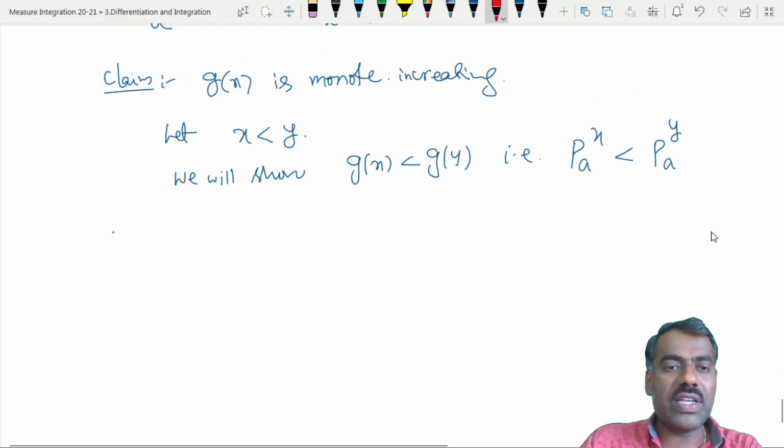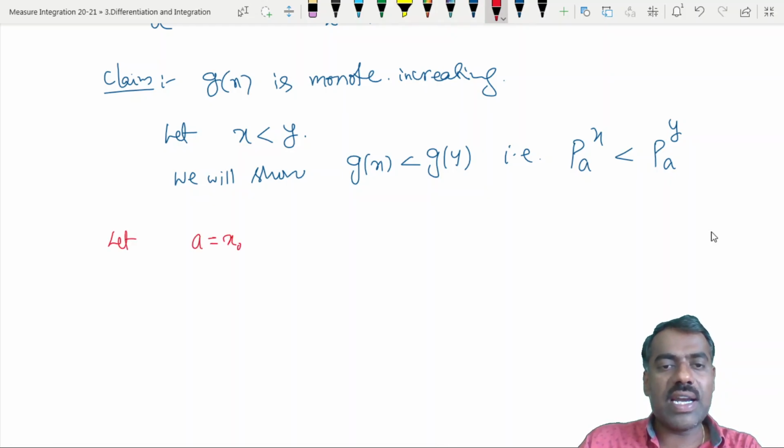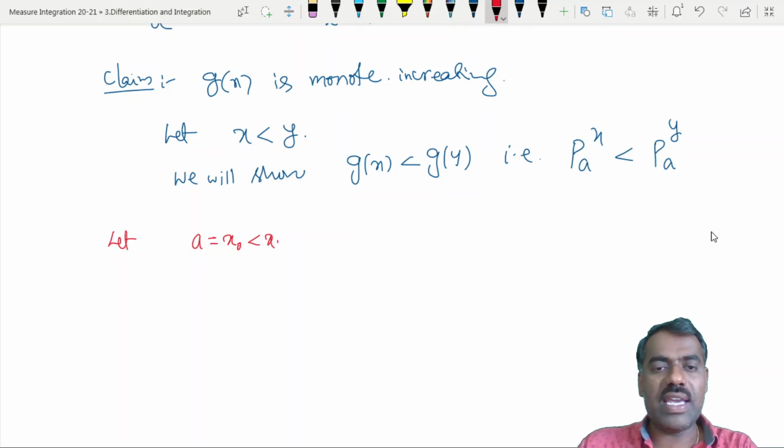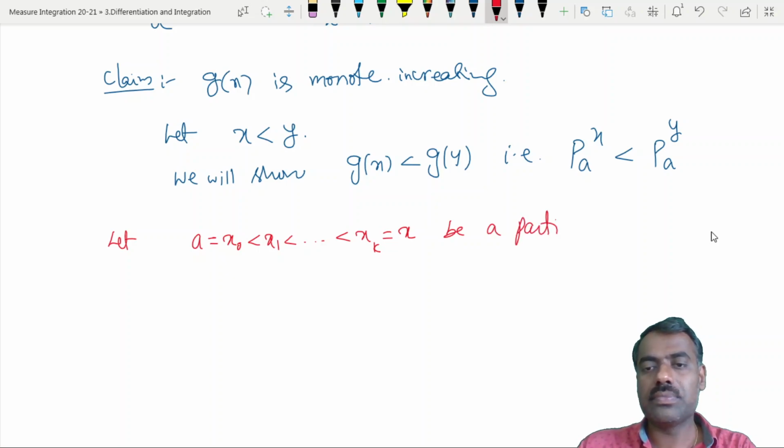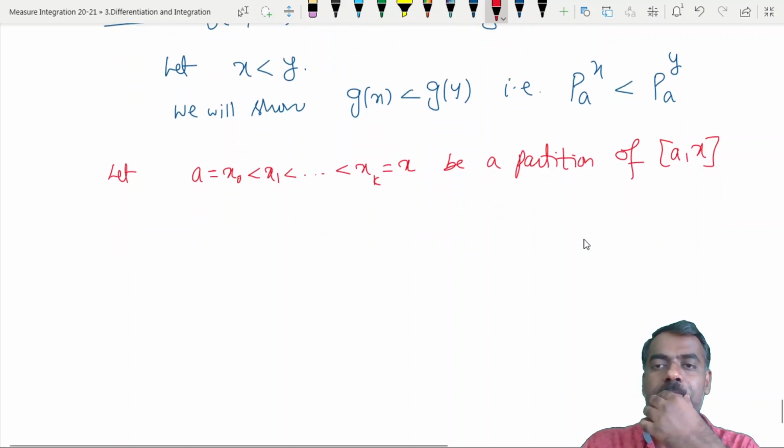So you can start with, let a, which is equal to x naught, less than x1, up to less than xk, which is equal to x. This is a partition of the interval a comma x. Is this clear? So we have taken any general partition for a comma x.